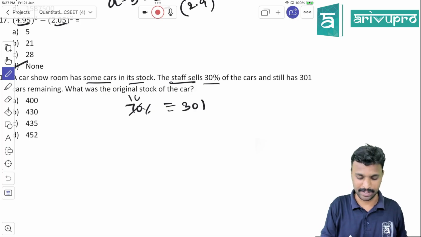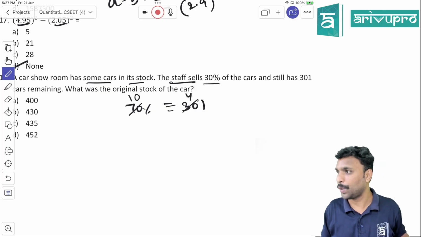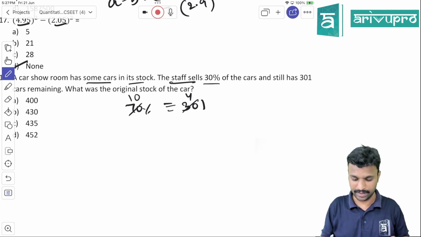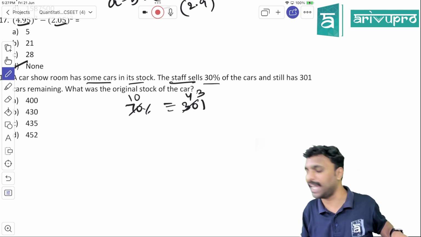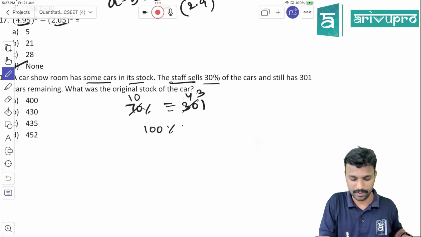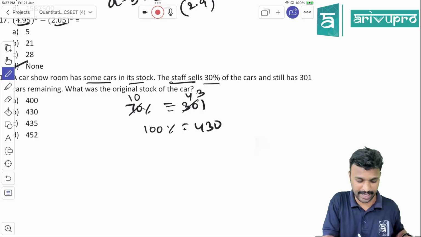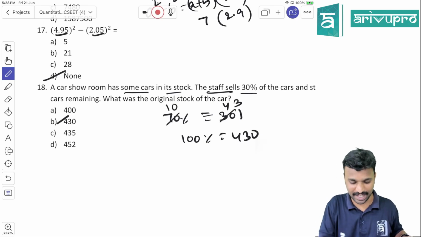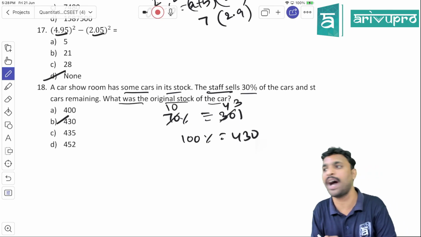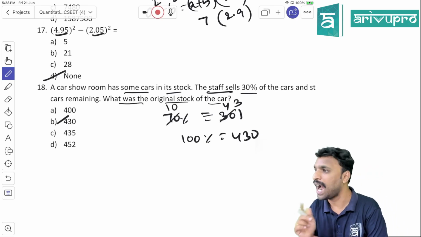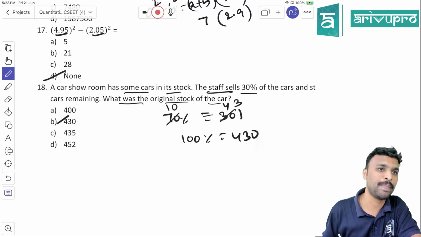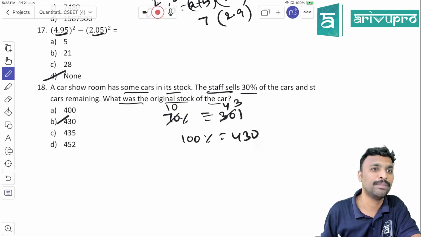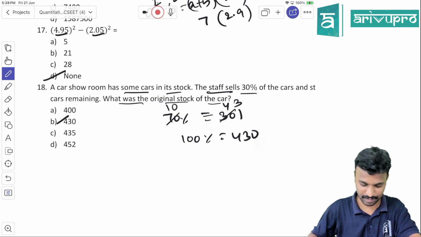7 ones are 7, 7 4s are 28. 7 3s are 21. So 10% is 43. What is 100%? 430. Option B. Because they're asking what was the original stock of the cars. 100% is what we need to compute, which is 430. We have solved enough questions on this.